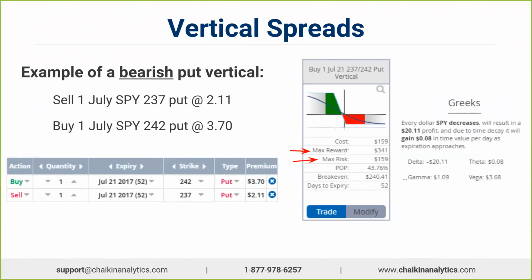That's more than a 2-to-1. For every dollar I'm risking, my maximum potential reward is almost $2 more. So risk $1.50, make $3, that sort of thing. I really like the risk reward on something like this.